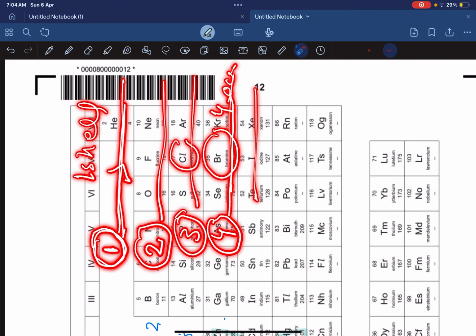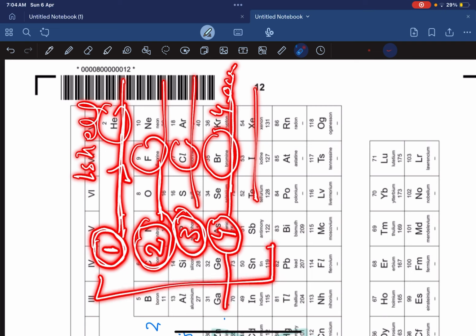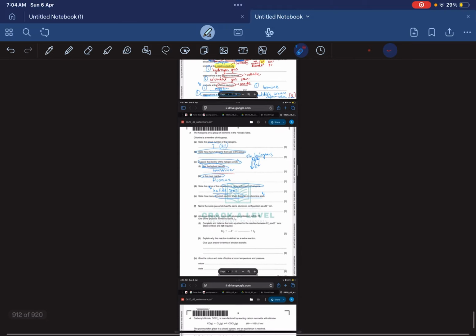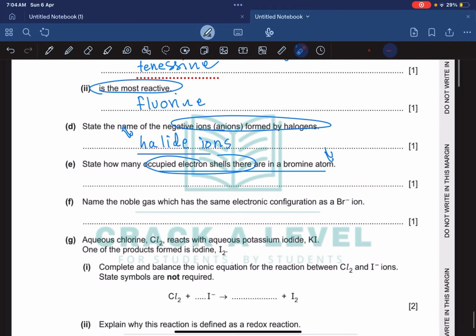Chlorine is going to have 3 occupied electron shells. Fluorine going to have 2. And helium going to have 1. Why? Because the period number tells that all atoms in that period will have the same number of occupied electron shells as the period number. So basically, this bromine is going to have 4 occupied electron shells. So how many occupied electron shells are there in a bromine atom? There are 4 shells. Asha, name the noble gas that has a similar electronic configuration to a bromide ion.